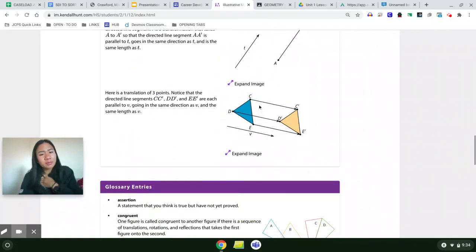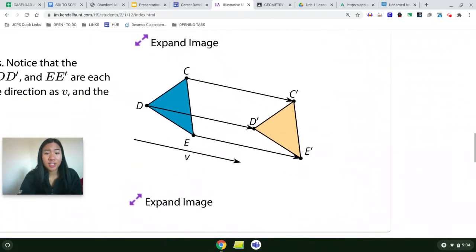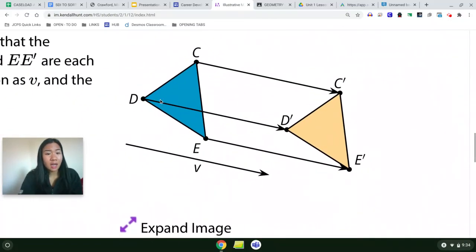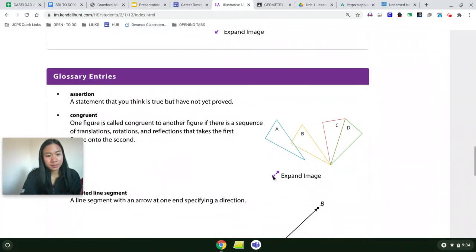So here, you can see that my vector is V. I'm going to zoom in. My vector right here for this problem is V. I have this original blue triangle. I move it along vector V, and I have this orange triangle. Then I'm like, okay, connect all the endpoints. So C to C prime, D to D prime, E to E prime. And what you should notice is all of those lines that I'm connecting from original to copy are all parallel to V right here. Okay.